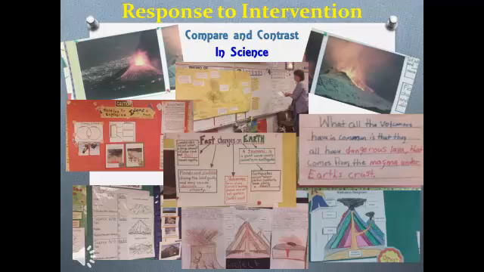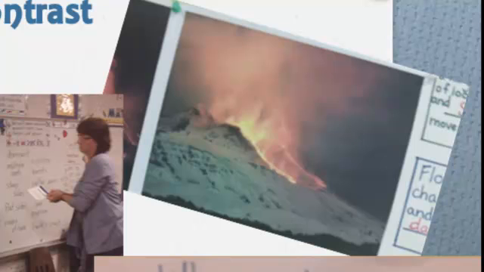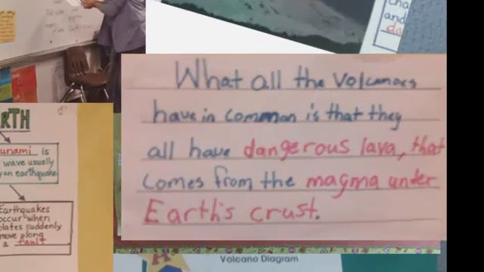Students increase their comprehension by watching videos of eruptions on Google of Mount St. Helens, Mount Kilauea in Hawaii, and Mount Etna in Sicily. Then they use the information to compose sentences with the compare and contrast word banks.